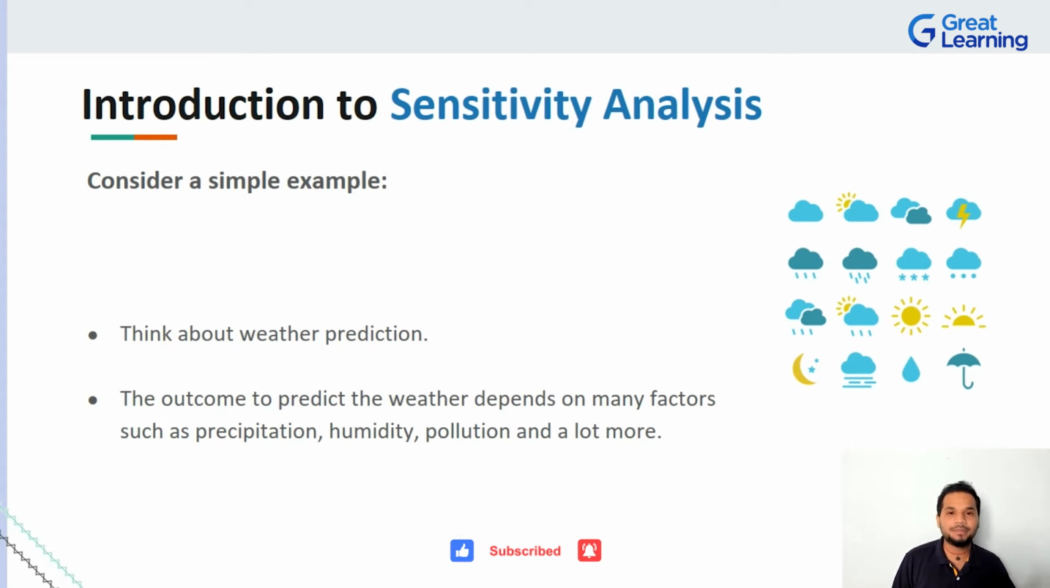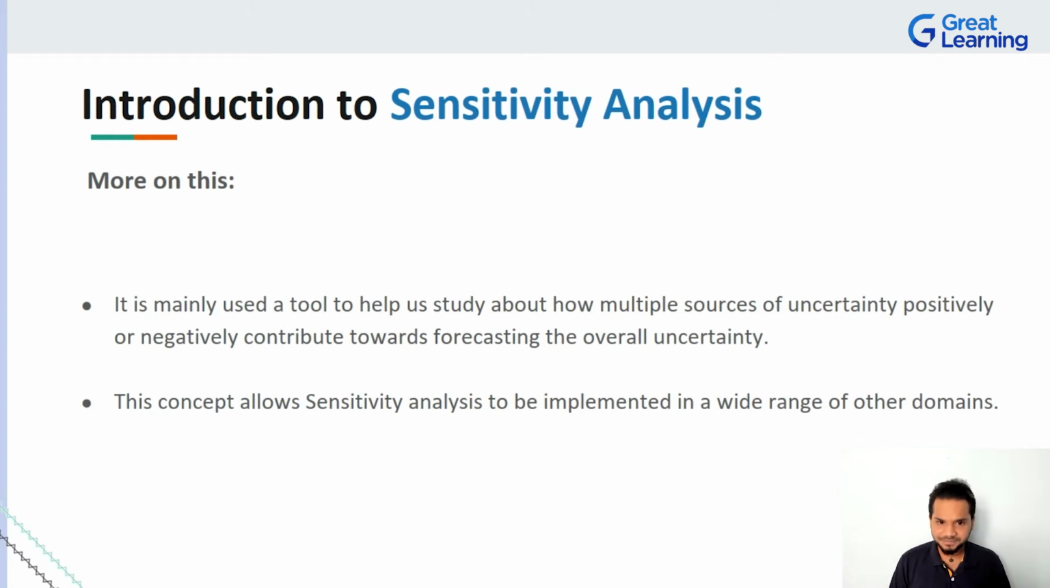So we're trying to use multiple factors to understand what the weather is like, and each of these factors can have a very, very important role in that, right? Now, one important thing you have to really know is that sensitivity analysis is mainly used as a tool which is eventually going to help us deal with multiple sources of uncertainty, right? How do they either positively contribute to whatever analysis you're doing, or negatively contribute to your forecasting as well, right? Now, if you have very little pollution, it might mean that you get more rain, right? So less pollution, more rain, more pollution, less rain. Think about something like that, right?